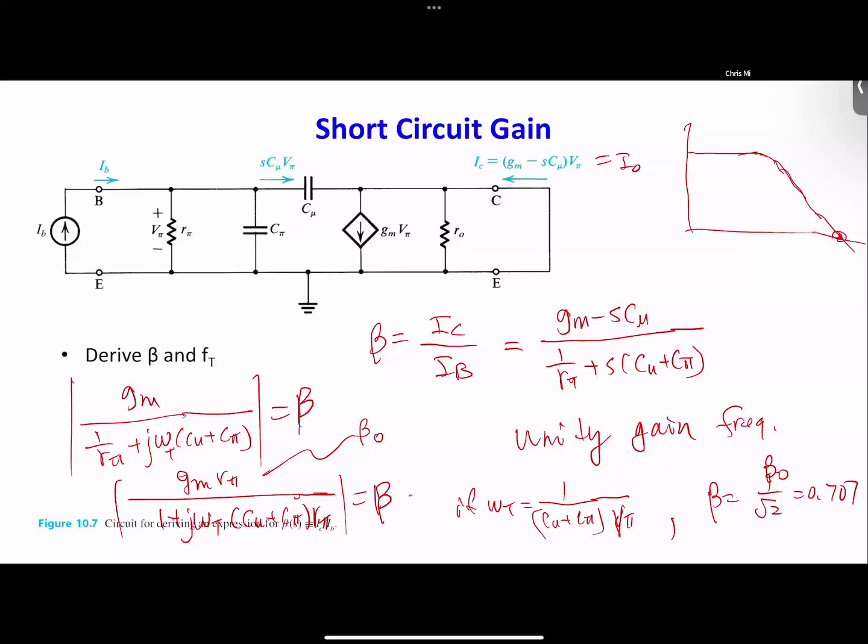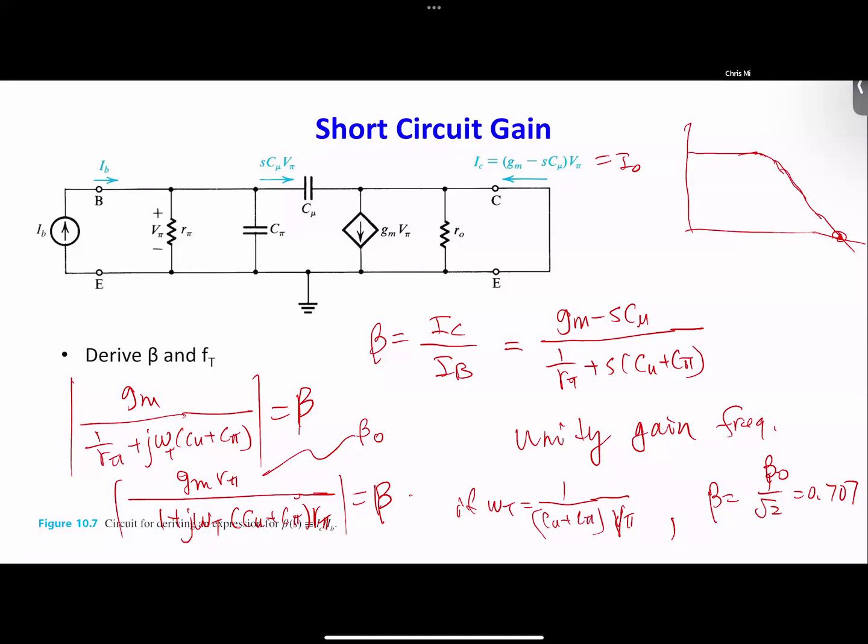So let's continue. Don't call it 1. Let's call it just beta. So the top is beta 0. And then if omega t is this much, we plug it in. We got beta equal to beta 0 divided by the square root of 2, which is 0.707 beta 0, right?